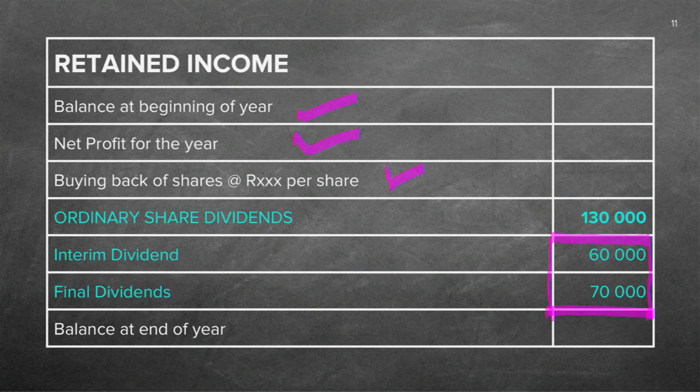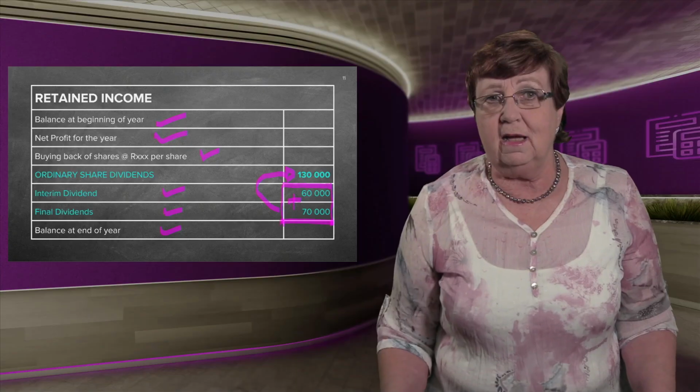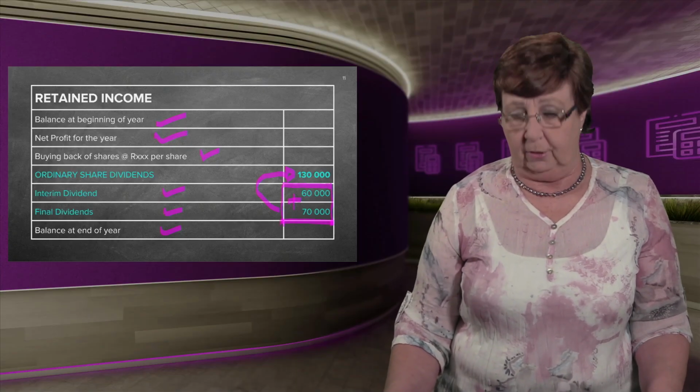And so I've got ordinary share dividends, 130,000 Rand. I've got my interim dividend of 60,000 Rand, which was paid usually about halfway through the financial year. And then I've got my final dividend, which was declared at the AGM. So if I add my 60,000 and my 70,000, I get my 130,000 Rand. And then obviously I would have my balance at the end of the year. So we are just inserting 3 new lines into the retained income note.